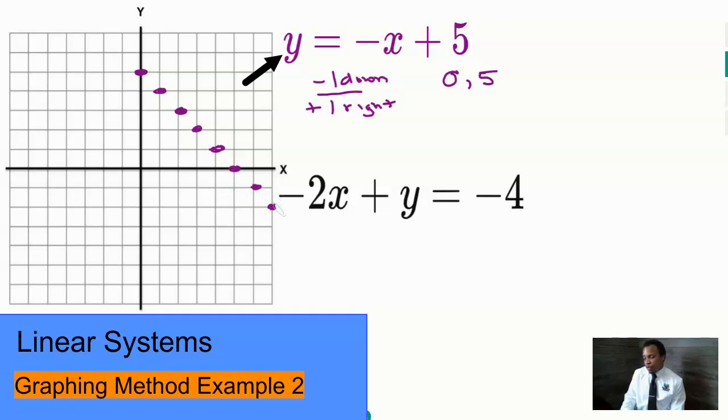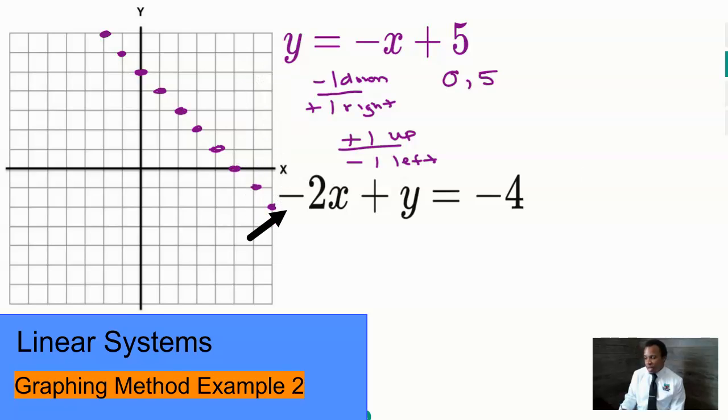Since we can't go 1 down and 1 right anymore, what we can do is flip the slope. So instead of going 1 down and 1 right, we could change this -1 to a +1 on top, and this +1 on the bottom to a -1. The +1 tells us to go up, and the -1 tells us to go to the left. So we go back to our y-intercept and we go up 1, left 1, up 1, left 1. And this is y equals -x plus 5 graphed on the coordinate plane.